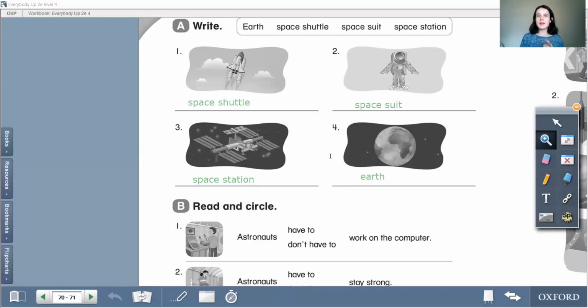And let's continue with part B. Okay. My voice is very bad, right? I know it, yes. I agree with you. Okay, let's continue with part B.